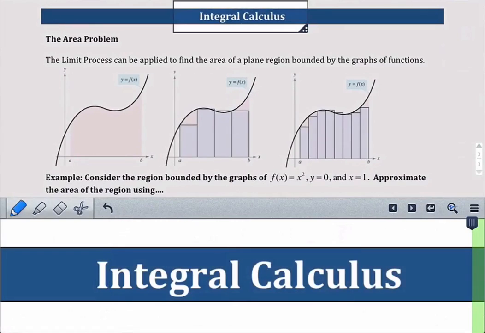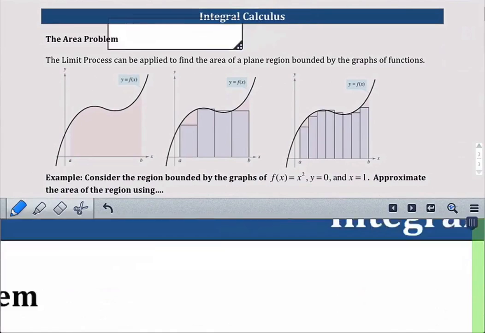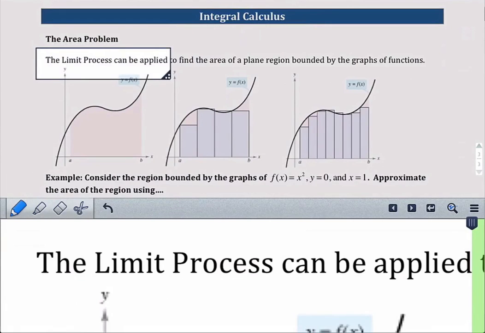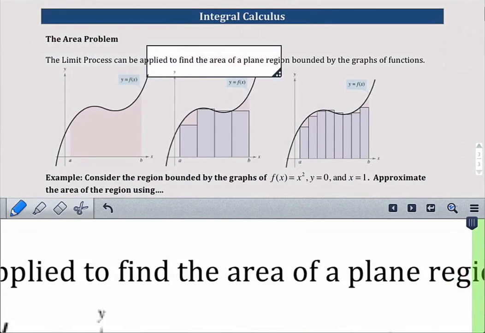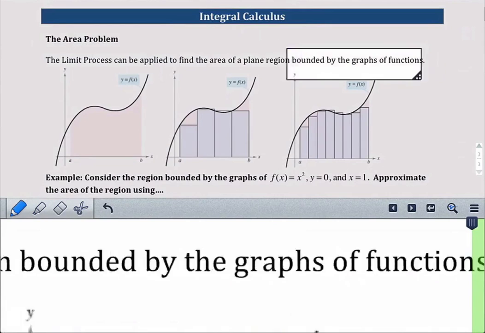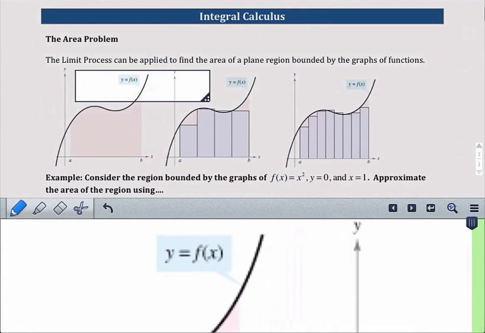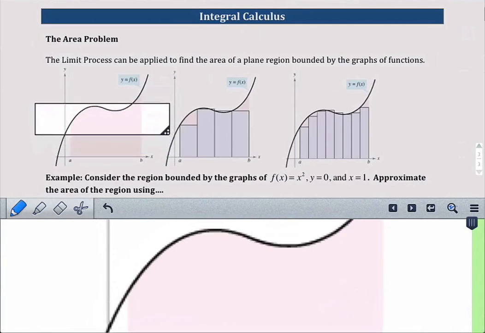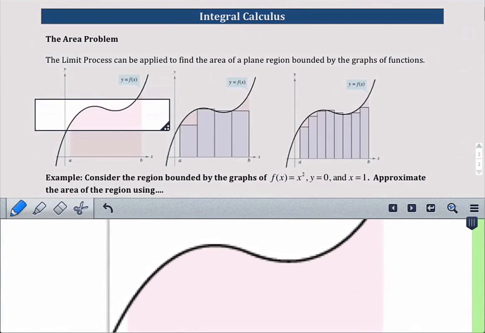Let's move on to integral calculus. And integral calculus is going to focus on the area problem. And it says the limit process can be applied to find the area of a plane region bounded by the graphs of functions. So here's our function y equals f of x. And we can actually find the area under this curve using integral calculus.